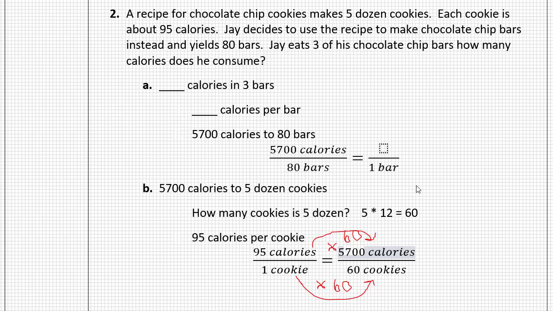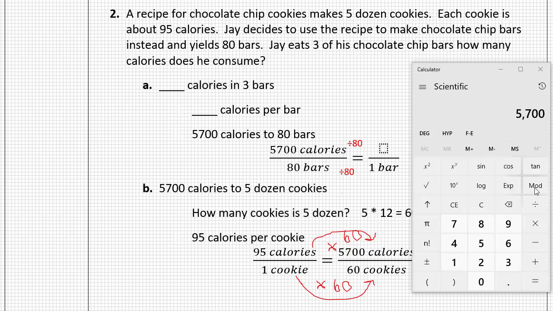Your proportion might look something like this. 5,700 calories to 80 bars is equal to some number of calories to 1 bar. What do we need to do to complete this proportion? That's right. We just have to divide by 80, because 80 divided by 80 will be 1, and we can take 5,700 calories, divide that by 80, and we'll have our answer for how many calories per bar. So 5,700 divided by 80 is 71 and 2500ths.